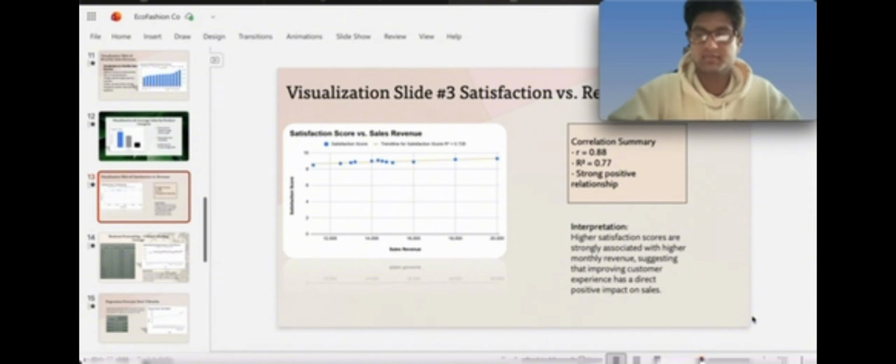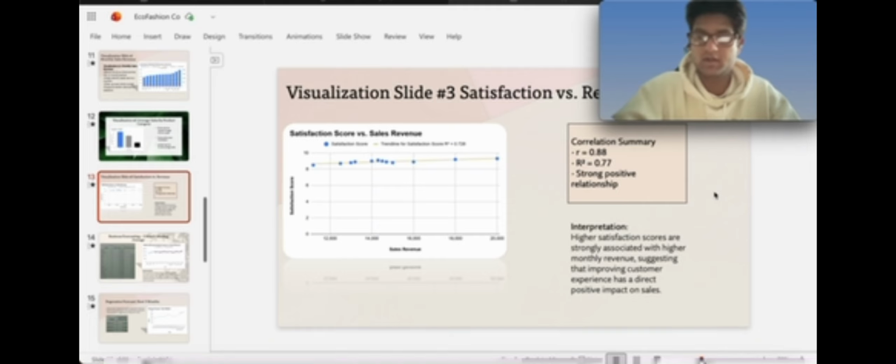Next, we have slide 13 with another visualization showing satisfaction versus revenue. So this chart explores the relationship between customer satisfaction and sales. As shown in the visualization, there's a clear upward trend. When customer satisfaction scores increase, sales increase as well. This supports the positive correlation we identified earlier in our analysis.